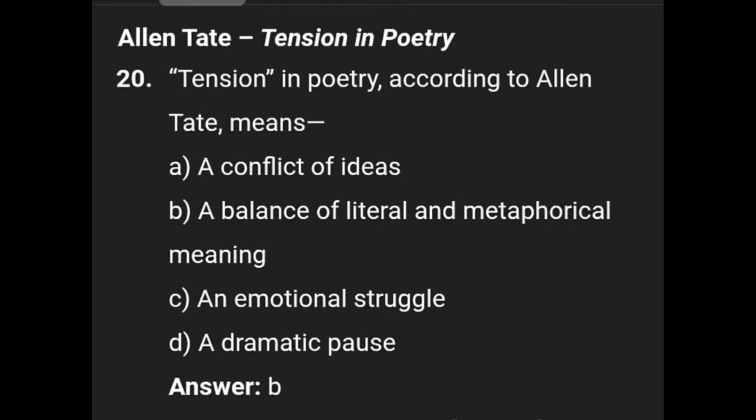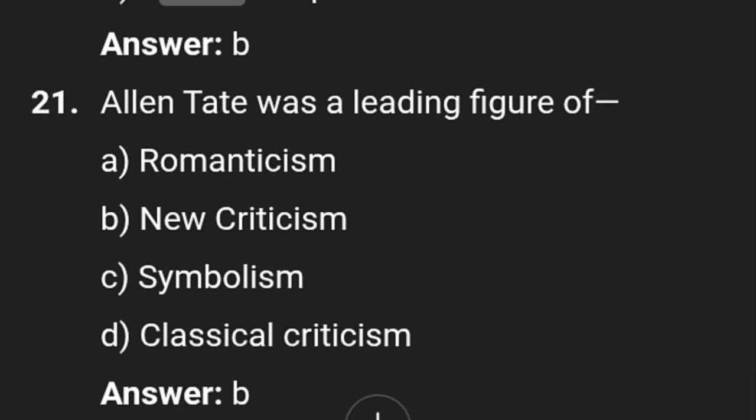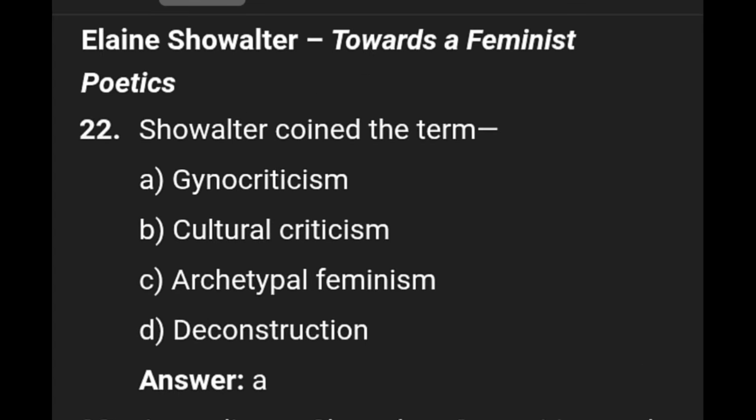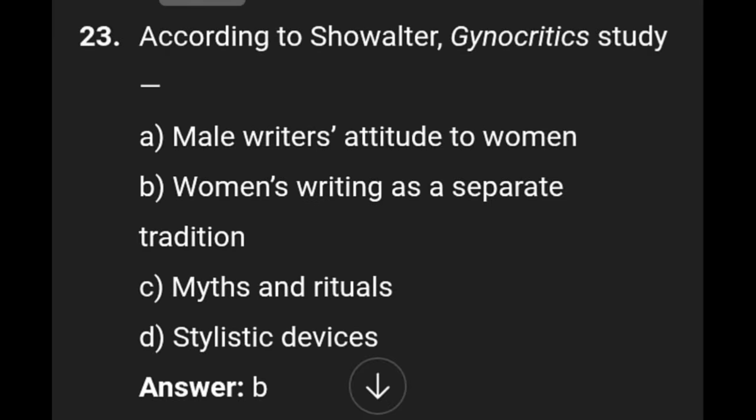Then question from Allen Tate, Tension in Poetry. Tension in poetry, according to Allen Tate, means a balance of literal and metaphorical meaning. Then Allen Tate was a leading figure of New Criticism. Then question from Elaine Showalter, Towards a Feminist Poetics. Showalter coined the term gynocriticism. Then, according to Showalter, gynocritics study women's writing as a separate tradition.